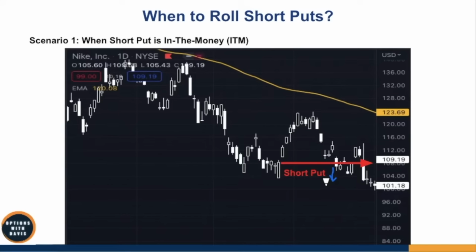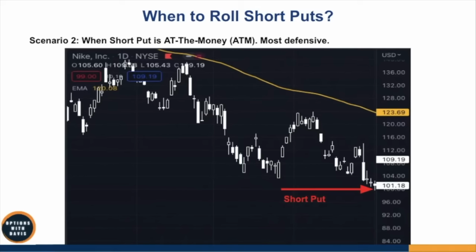Once you roll, most likely you want to roll out and down. So you roll to a further expiration date and you try to roll down as far as possible to a strike price that you can get. Okay, so this is the first scenario, which is to roll when the short put is in the money.